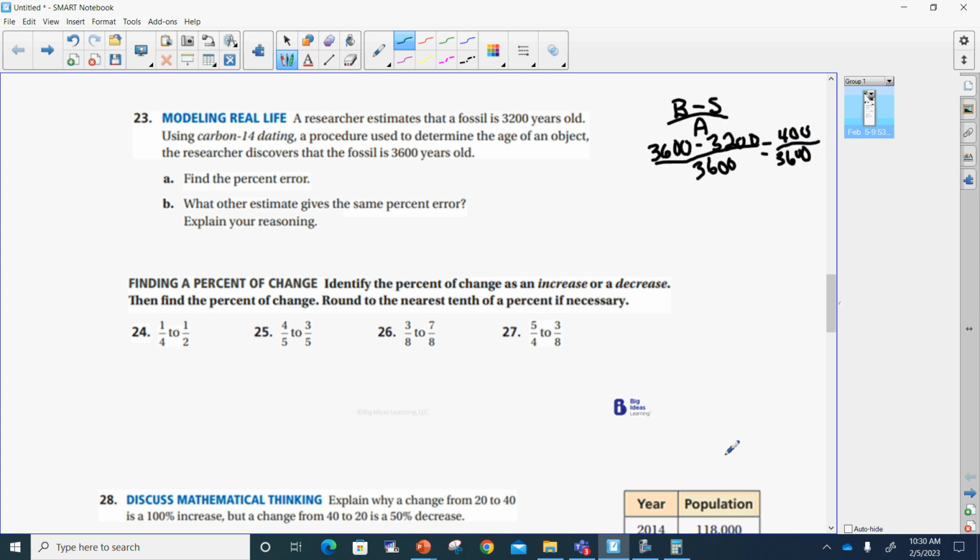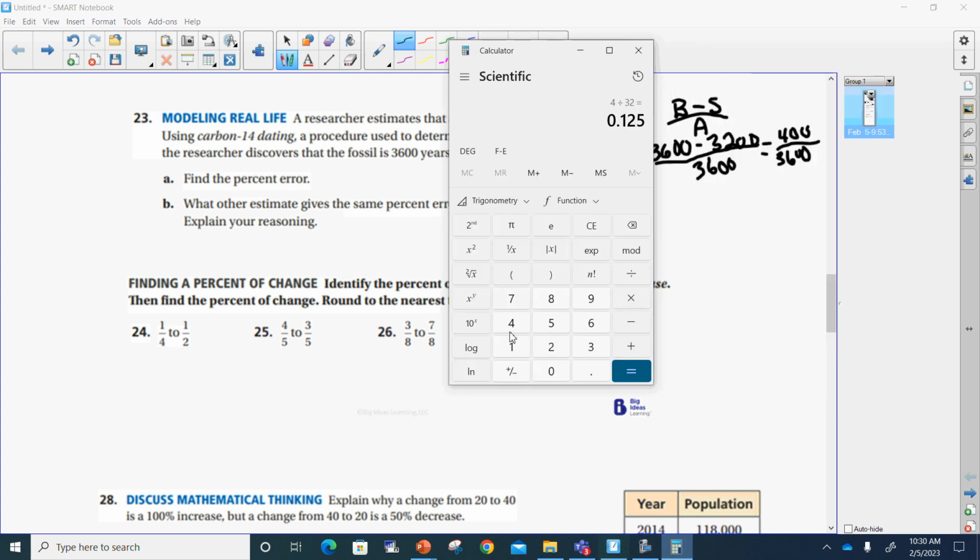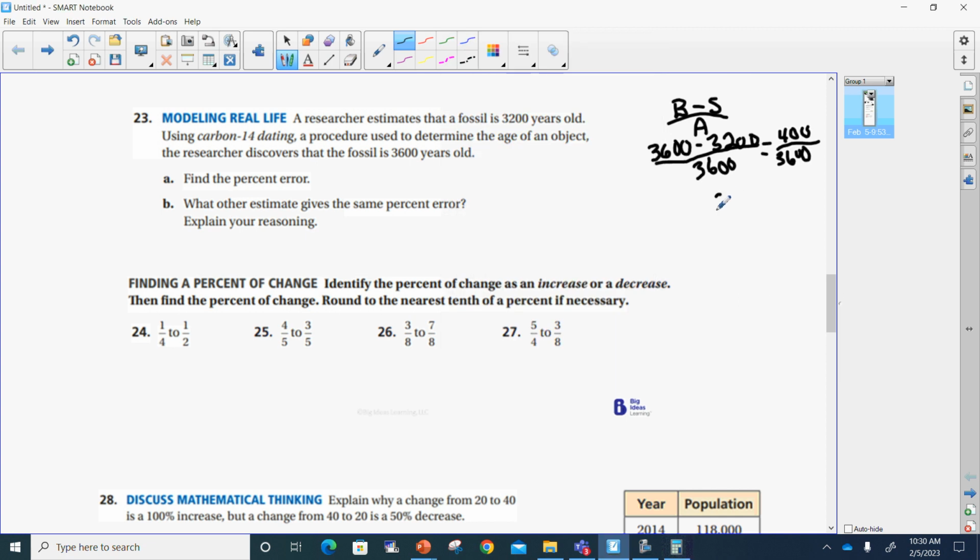So now we take our calculator and take 4,000 divided by 36,000. That's going to give us 0.111111, 0.111 repeating. So when I move that decimal over 2 spots, it's going to be 11.1. So the percent of error is 11.1%. Well, I should say percent of error.